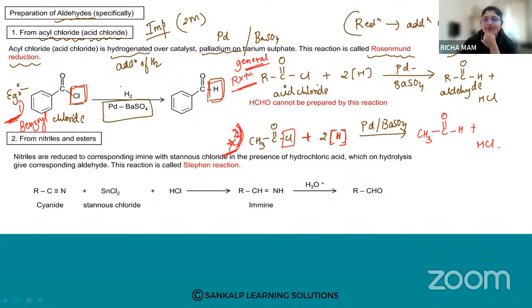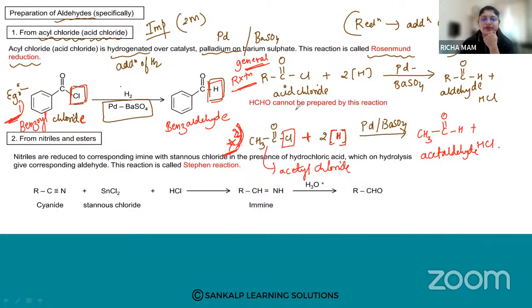This is benzoyl chloride and we are going to get benzaldehyde. This is acetyl chloride and we are going to get acetaldehyde.